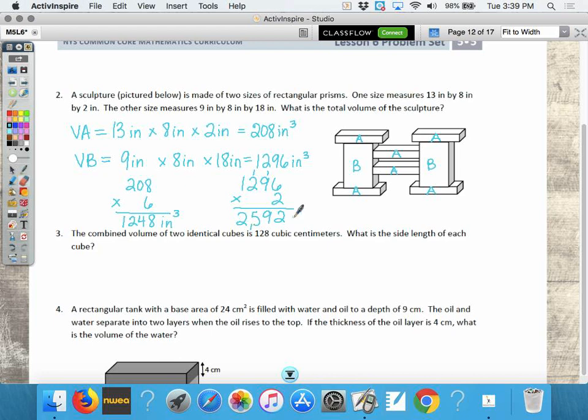(2,592 inches cubed). And to get the entire sculpture, we have to add those two together. So we'll add 1,248 and 2,592. So the entire sculpture is 3,840 cubic inches.